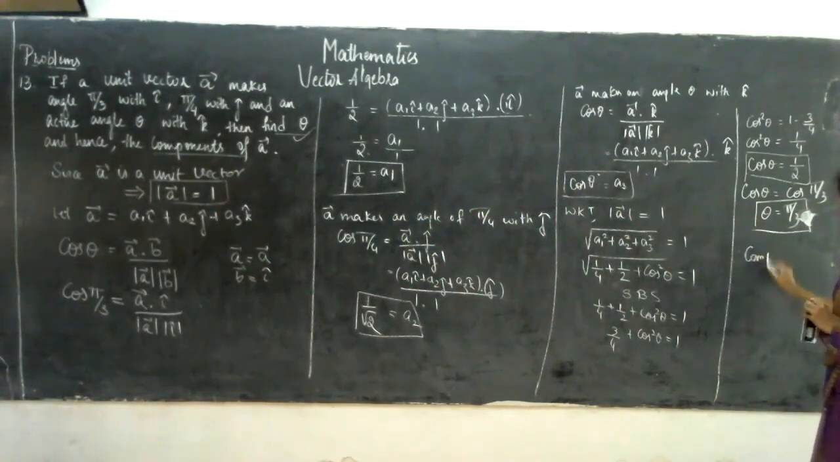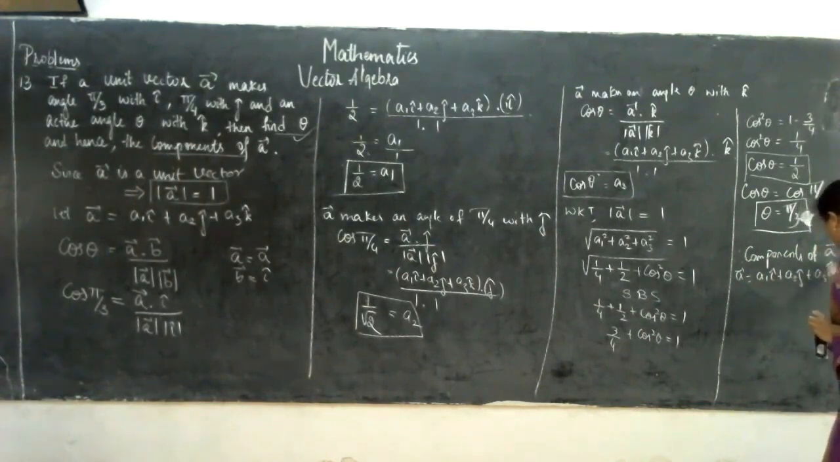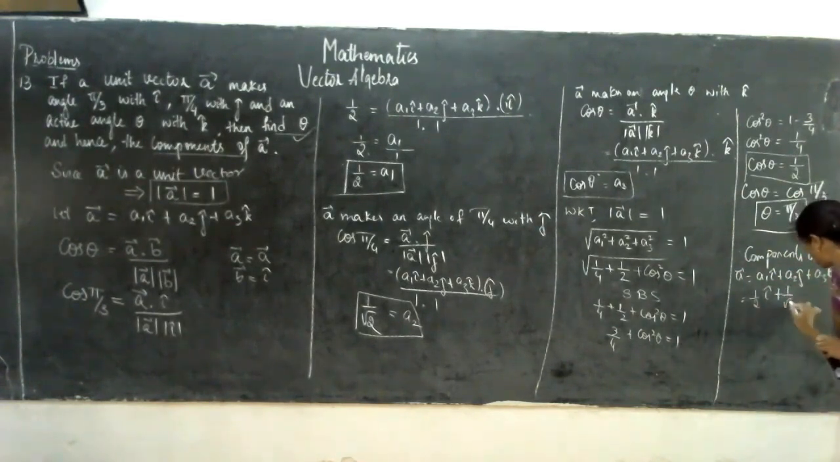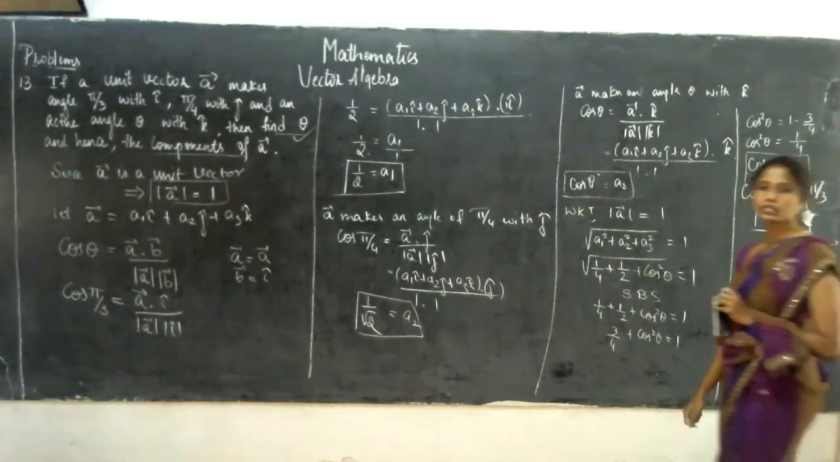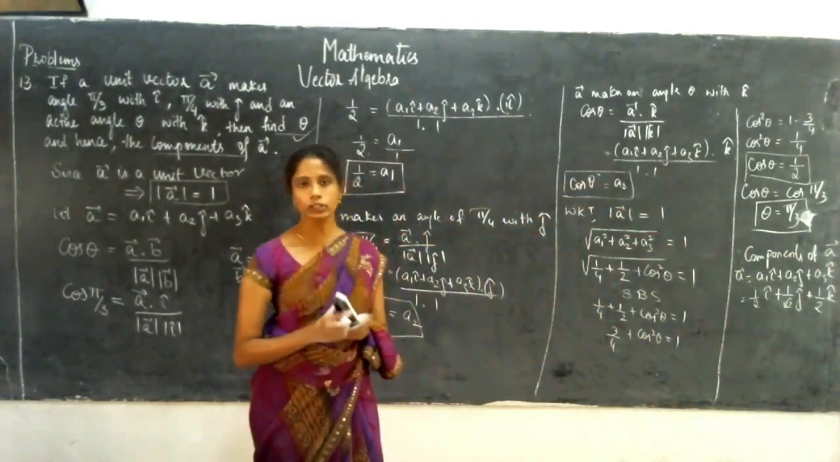Therefore, the components of vector A, that is vector A is equal to A1 i cap plus A2 j cap plus A3 k cap, will be equal to: A1 is 1 by 2 into i cap, A2 is 1 by root 2 into j cap, and A3 which is equal to cos theta, that is 1 by 2 k cap. So the components of the vector A are 1 by 2, 1 by root 2, and 1 by 2.